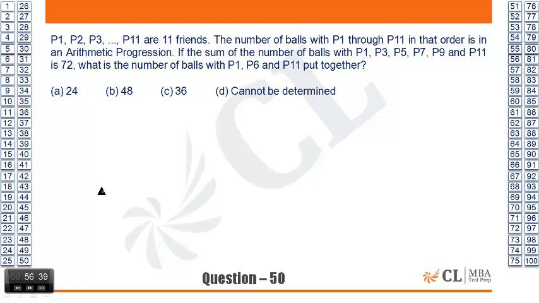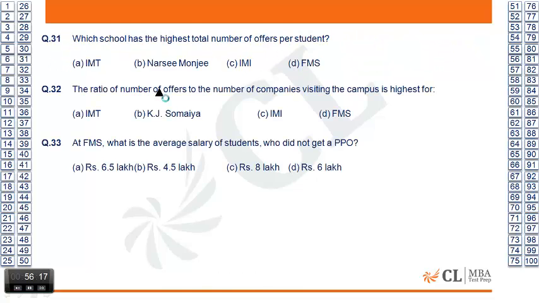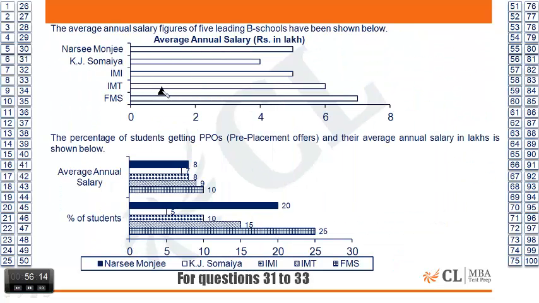Which is okay. Now it's time for DI. Which set am I going to hit? I like the third one, questions 31 to 33, the Narsi Munji one. I like that one because the numbers were good. So let's try and do that. Okay, let's carefully do this.